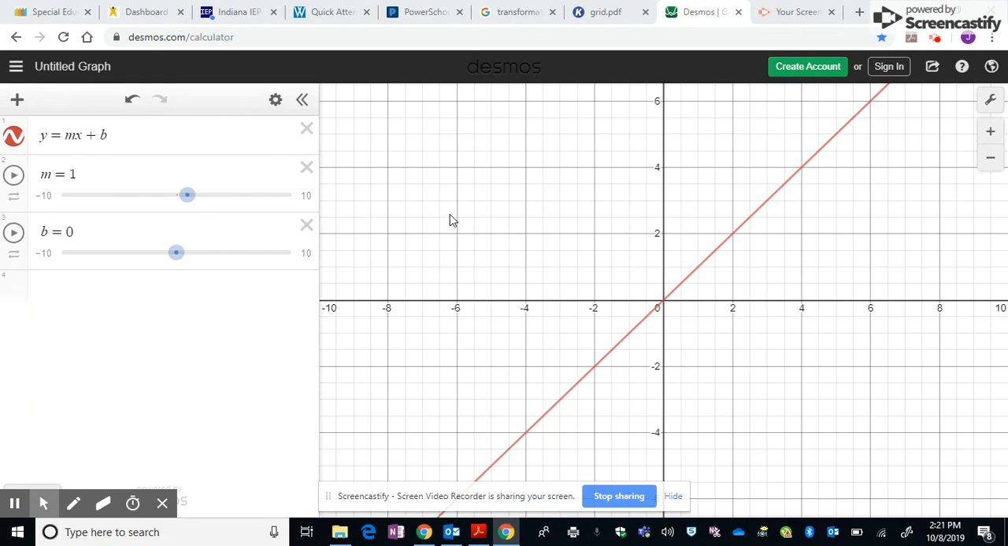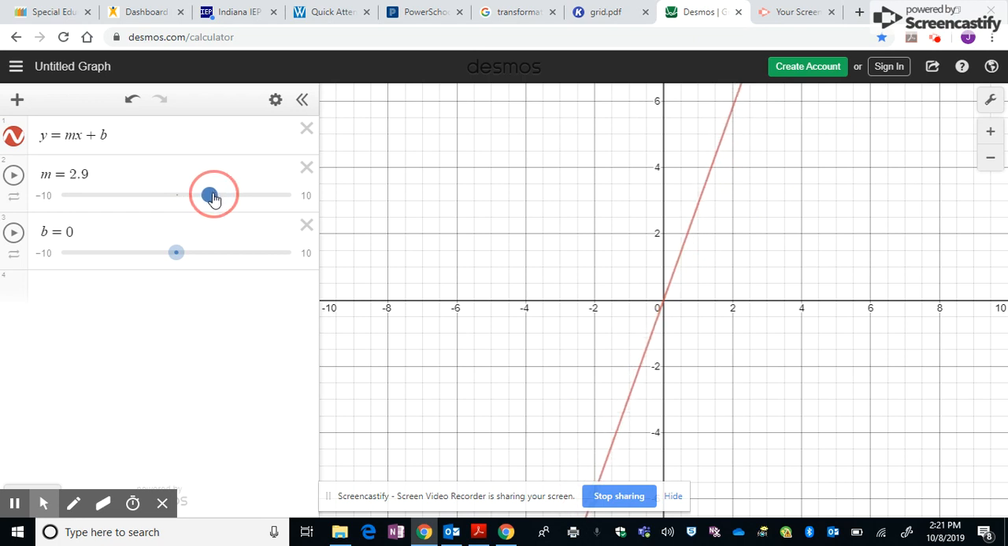I've got Desmos up right here, so that way you can see different ways that a graph can move along the different axes. Right now we have our main linear function, y equals mx plus b. This value right here, where it says m equals 1, is my slope, and my b right here would be my y-intercept.